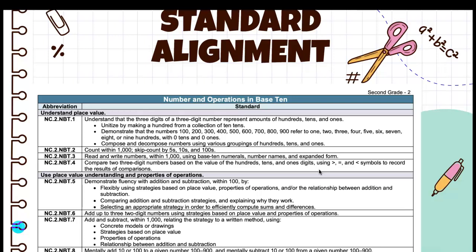Being able to understand and remember that 300 can be represented as 300 single units. Being able to understand, group, and regroup numbers when solving addition and subtraction problems. So this is how the standard aligns with this activity.